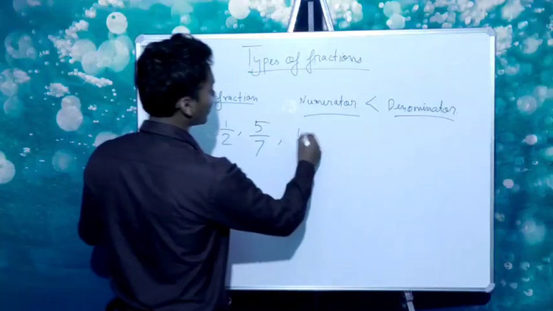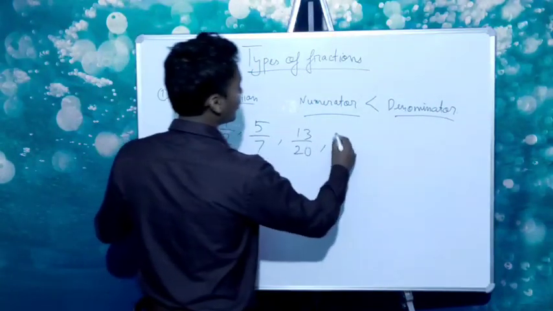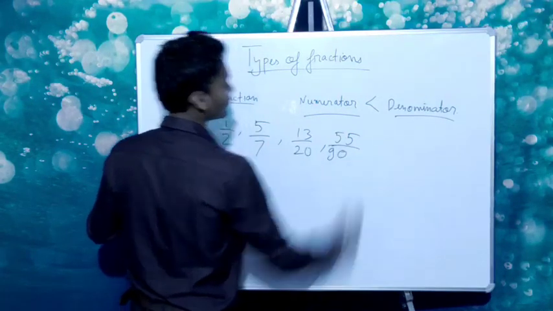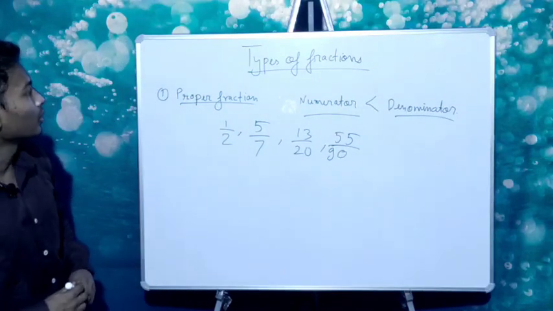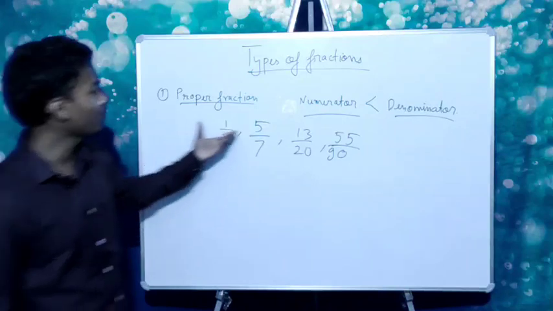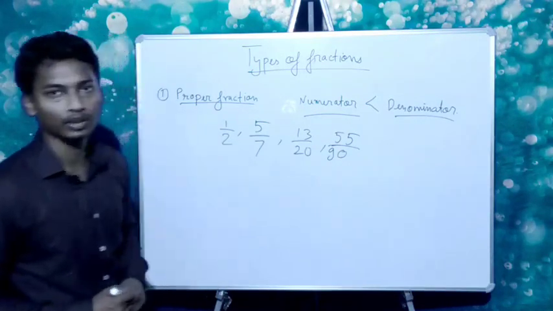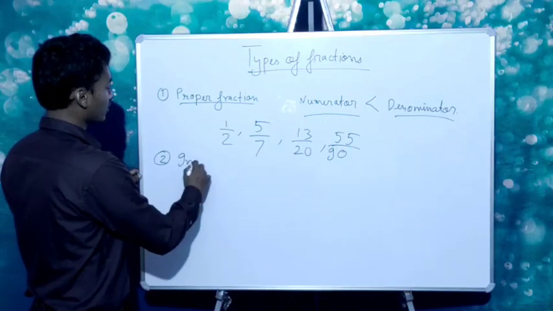Let's take another example, 13 by 20, 55 by 90, and so on. So here, to become a proper fraction, you have to have a numerator which is smaller than the denominator. Next, improper fraction.